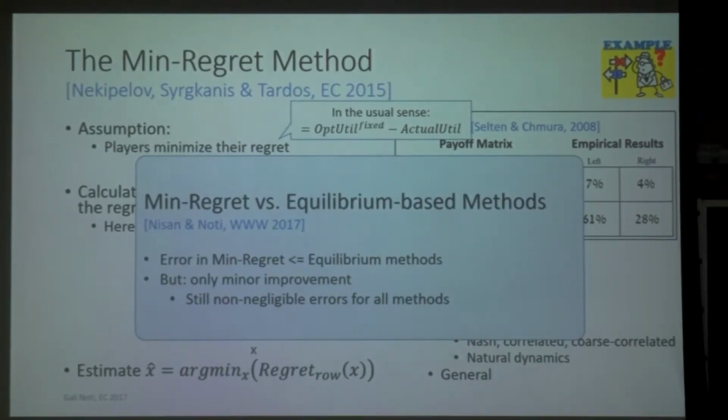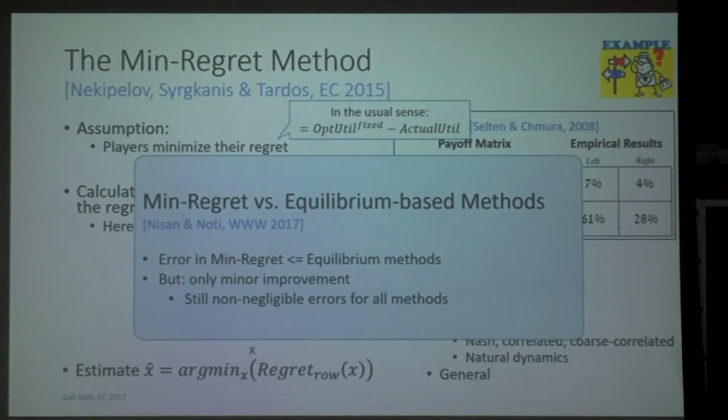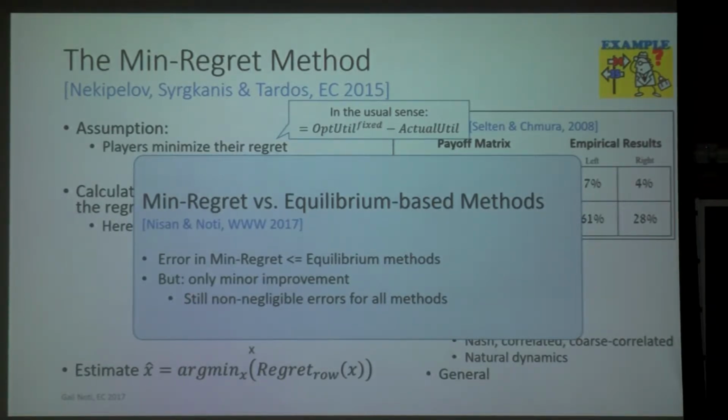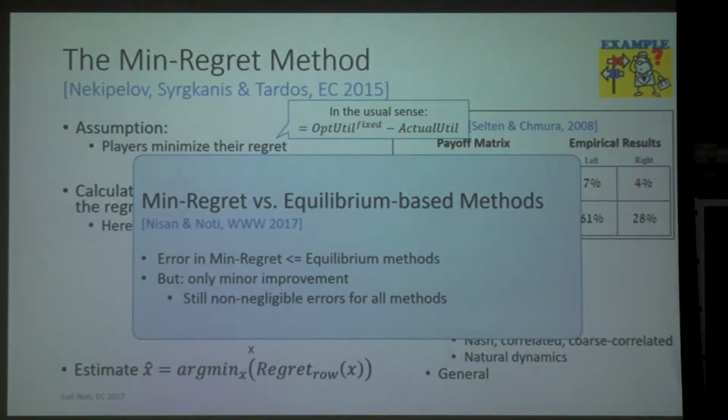And in the previous paper, we compared this mean regret method with methods that rely on the equilibrium assumption. That was in the context of ad auctions. We used data from a previous experiment that we ran with human players. And we found that indeed the mean regret was at least as good as the equilibrium-based methods in estimating the private values of the players in our experiment. But on the other hand, we also saw that the improvement using the mean regret was only minor, and both methods still had quite high errors.